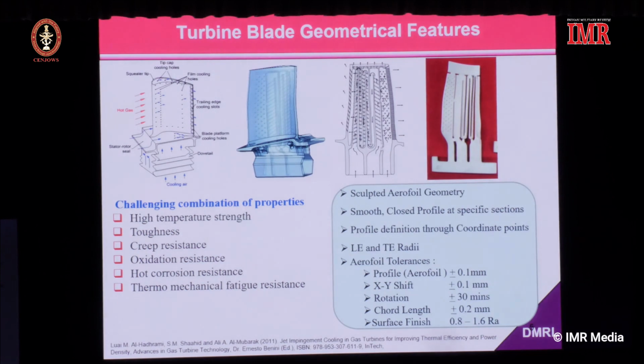The turbine blade is a rotating part. Of course, as I said, the properties expected from these components are high temperature strength, toughness, creep, oxidation resistance; all possible things are demanded from this component. That is the reason we are using, first thing, materials which are superalloys. These are internally cooled, of course, and externally the thermal coating is applied.